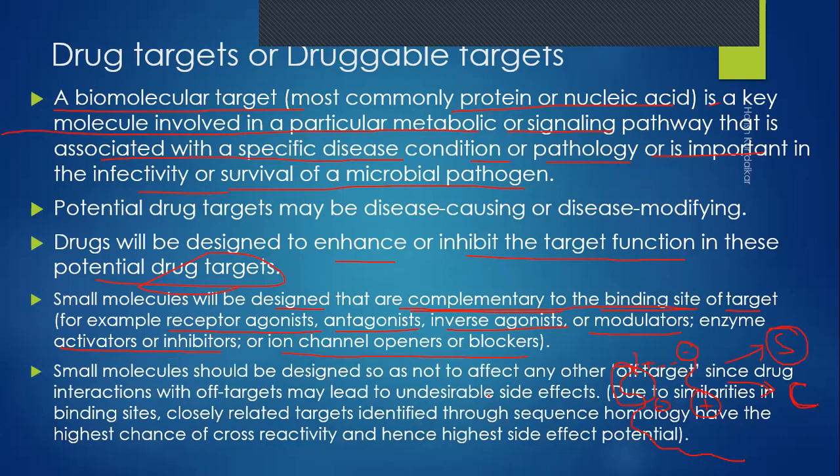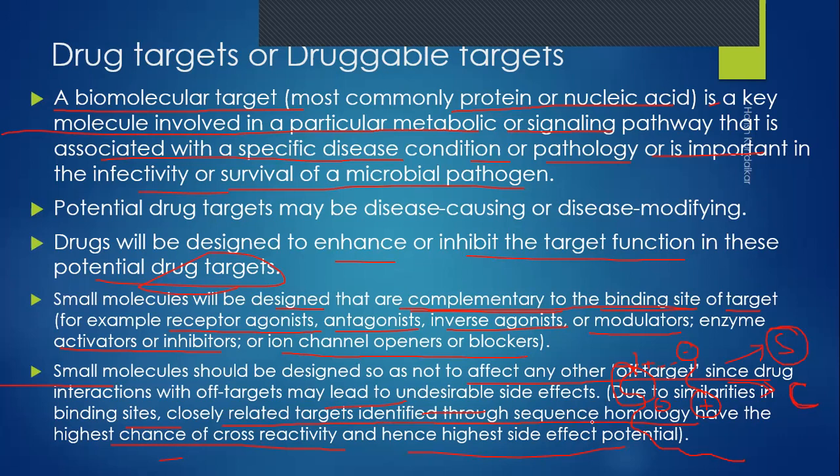The small molecule should be designed so as to not affect any other off target, since drug interactions with off targets may lead to undesirable side effects. Further, due to similarities in the binding sites, closely related targets identified through sequence homology have the highest chance of cross reactivity and hence highest side effect potential. So, for instance, if the small molecule has affinity not just for the receptor with which it was supposed to bind, but with other receptors which are present throughout the body.